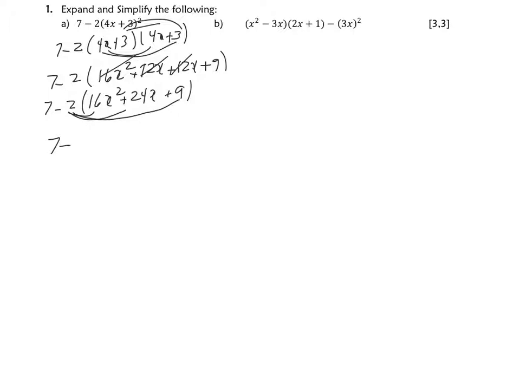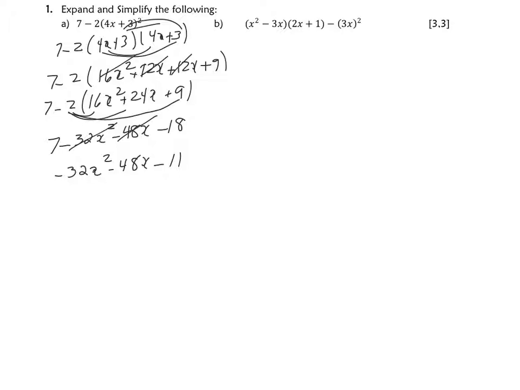Now I distribute negative 2 inside the bracket. I get 7 minus 32x squared minus 48x minus 18. Now combining the like terms, I get negative 32x squared, negative 48x, negative 18 plus 7 is negative 11.